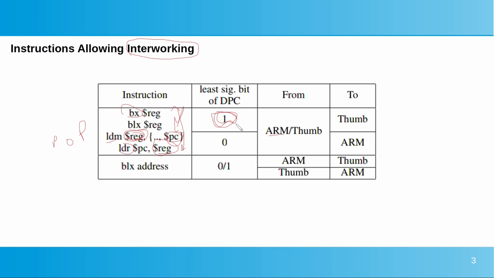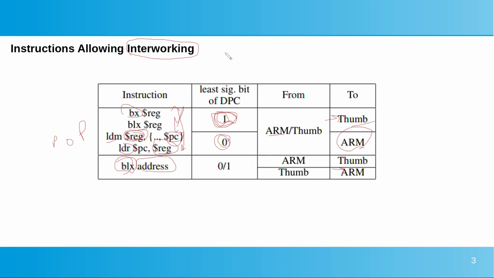If this bit is set to 1, then the CPU will jump to thumb state. If it is cleared or 0, then the CPU will switch to ARM state. BLX as well allows a direct jump to a fixed address. Of course, it depends on the state of bit number 0. Set to 1 will go to thumb state. Clear it or 0 will jump to ARM state.